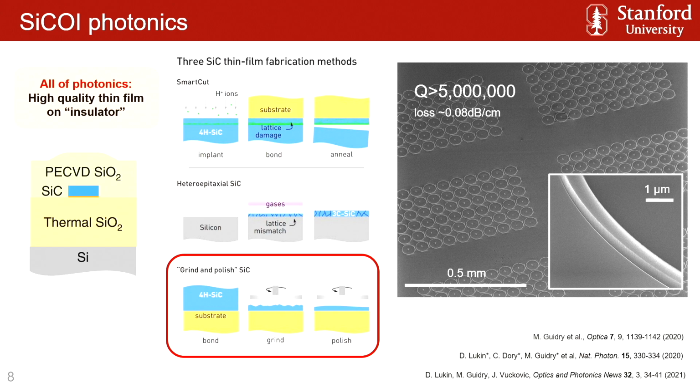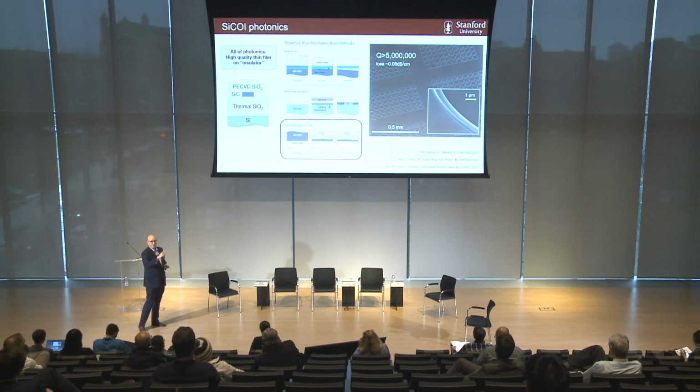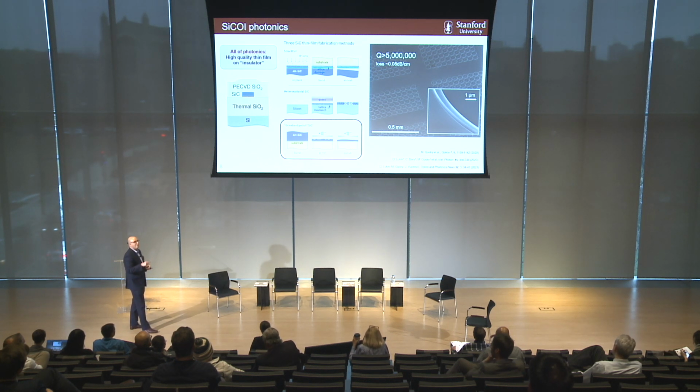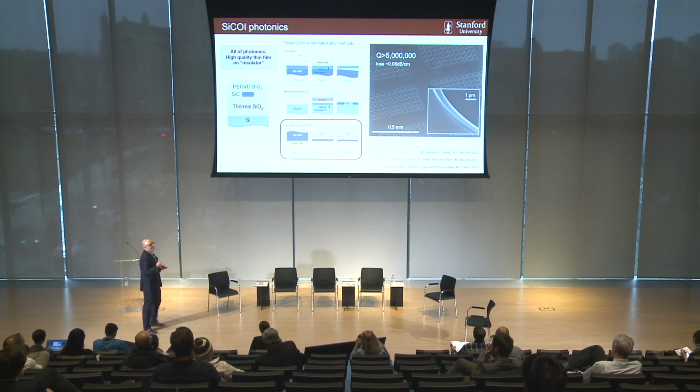So these are little ring resonators. It's a photonic wire looped back around itself. It confines light and passes it around this ring multiple times. In fact, the quality factor is 5 million, which means it basically goes around the ring 5 million times. That's the finesse, I guess. But the important feature here is that the quality factors are very high.